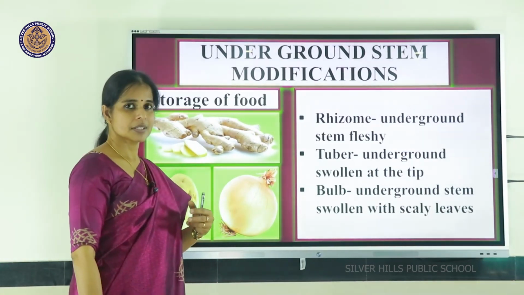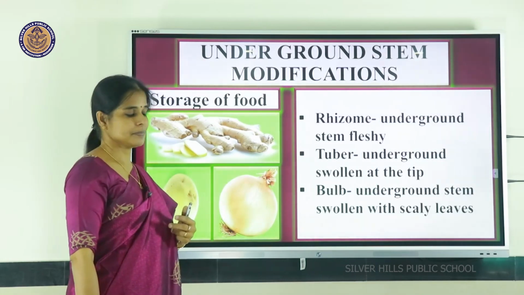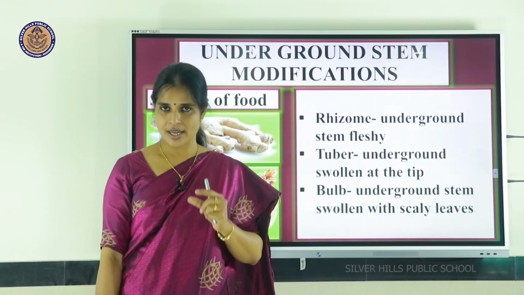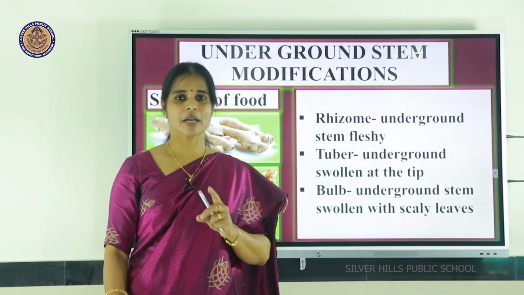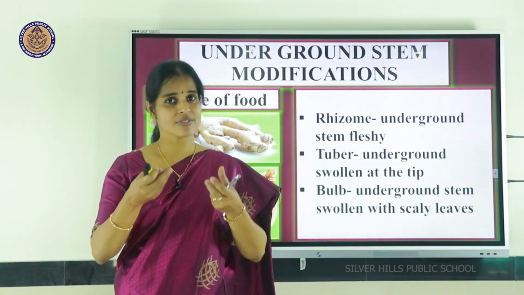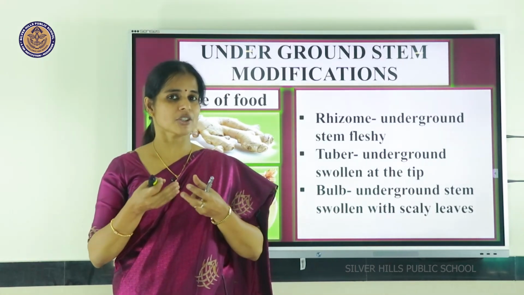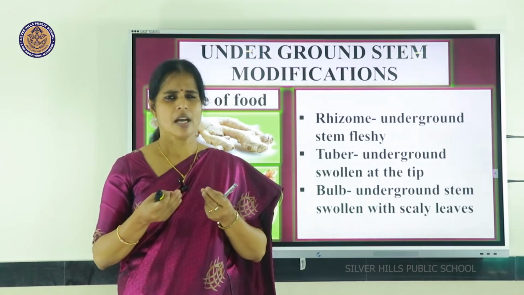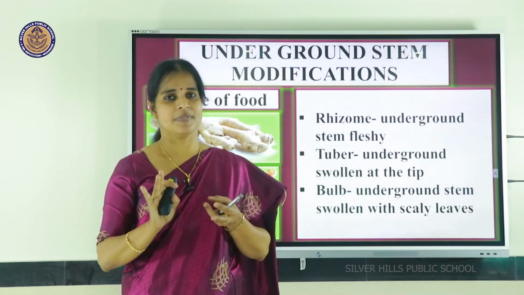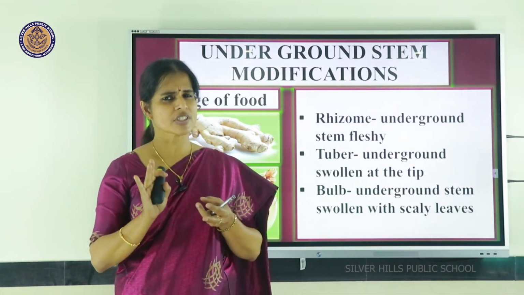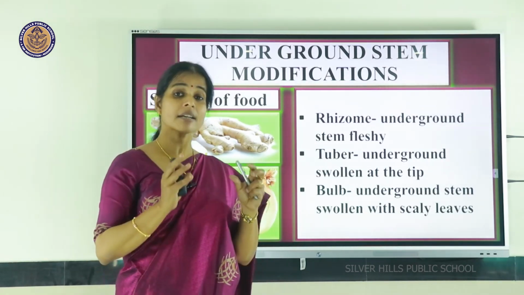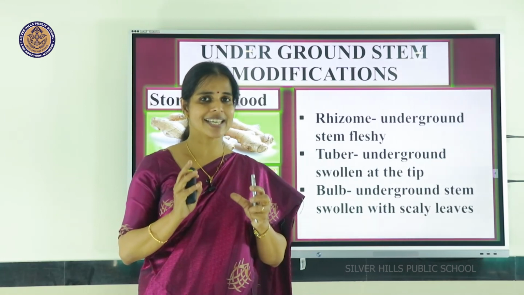Next is bulb. Here also the stem is growing underground. But here, once the stem grows underground, just as leaves usually arise from the stem, the underground part of the stem also develops certain leaves. But these leaves are not green in color, they are scaly leaves, brownish or some other colored, but they are fleshy or swollen scaly leaves.